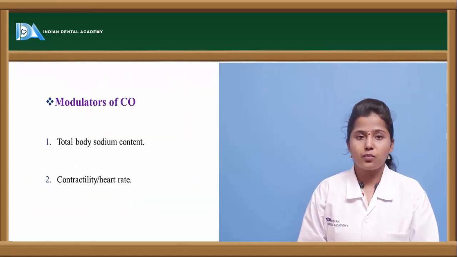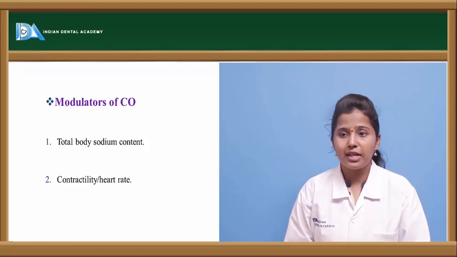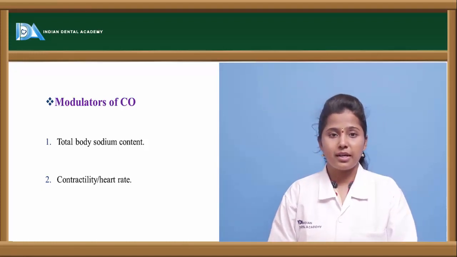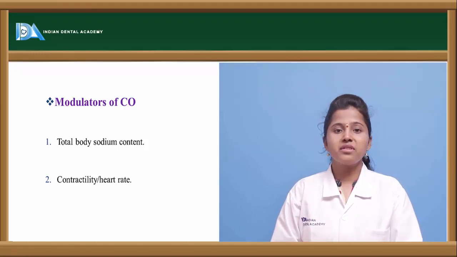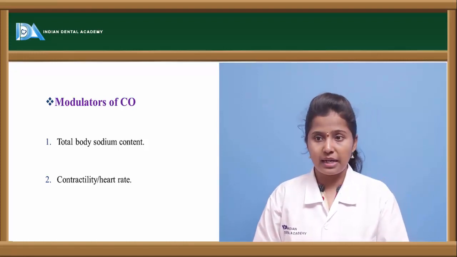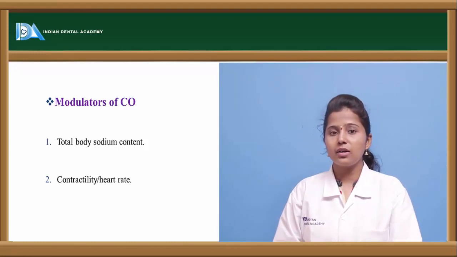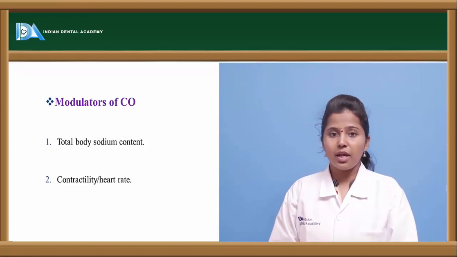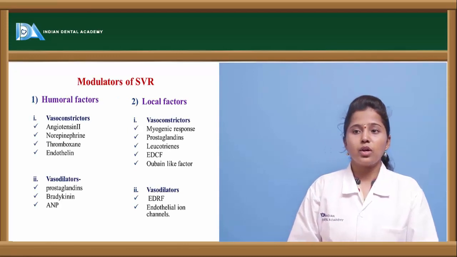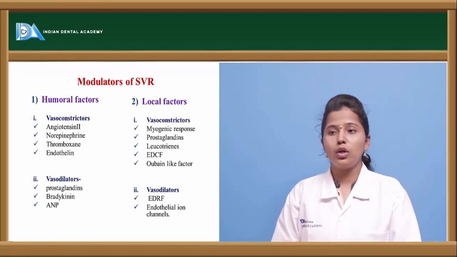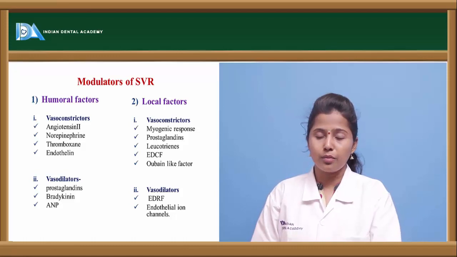Modulators of cardiac output. Cardiac output can be modulated by total body sodium content. Based on the sodium present in the body, cardiac output can be calculated, and also the contractility or heart rate. Based on the contractility of the heart or heart rate, cardiac output can be modulated or calculated. And what are the modulators of stroke volume resistance or systemic vascular resistance?